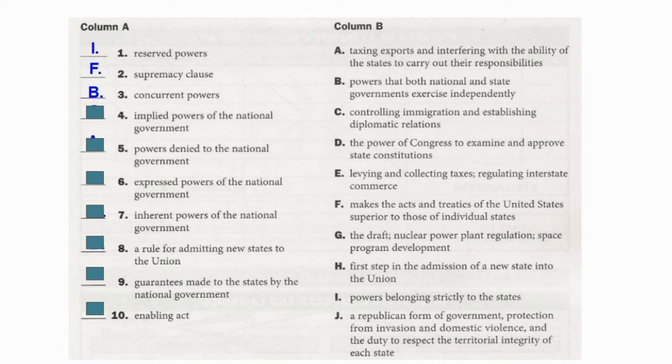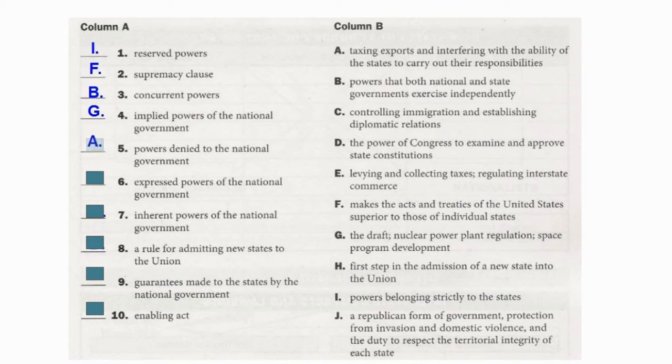These are powers that both the national government and the state governments exercise, but they exercise independently. That could be things like taxing and such. Implied powers. Anytime that we talk about the word implied, it's not exactly written, but it is kind of assumed. And this goes with letter G. The draft is an implied power of the federal government, or the regulation of nuclear energy, or the development of the space program. All of that falls into that category.